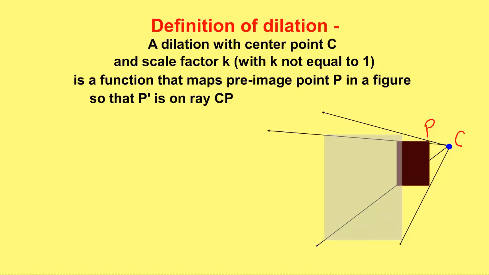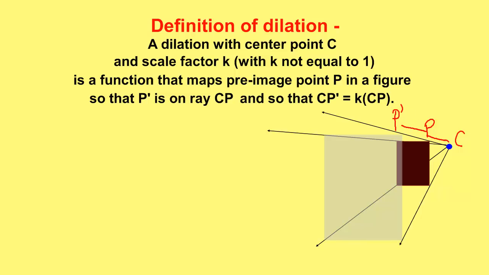So that P prime is on ray CP. Well, ray CP is this thing. P prime is, keep following that path, that's what they're saying, is going to be on that same path. So I'm going to label this point P prime. And so that CP prime, so now they're talking about the entire distance from here to here, is just going to be some number times the shorter distance from here to here. That number that the short distance gets multiplied by to form the long distance is our scale factor.